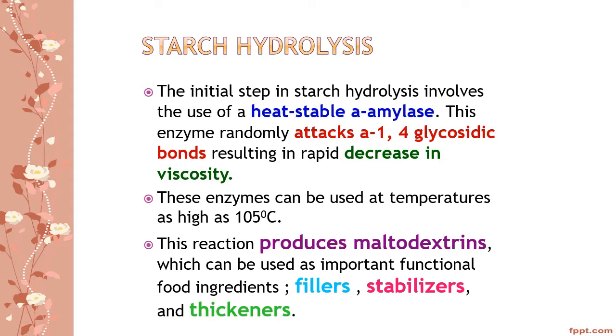In starch hydrolysis, the initial step involves the use of heat-stable alpha amylase. This alpha amylase enzyme randomly attacks the alpha-1,4 glycosidic bond, which results in a rapid decrease in viscosity. This enzyme can be used at temperatures as high as 105 degrees Celsius. This reaction will produce maltodextrin, which can be used as fillers, stabilizers, and thickeners in food products.